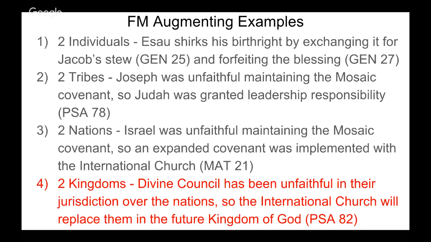Now, when I say younger, I don't mean that Judah was younger than Joseph, because we know as individuals, Judah was the fourth son and Joseph was the eleventh. But Judah is younger in the sense that his responsibility of being a leader for the nation happened after the time of Joseph's leadership.